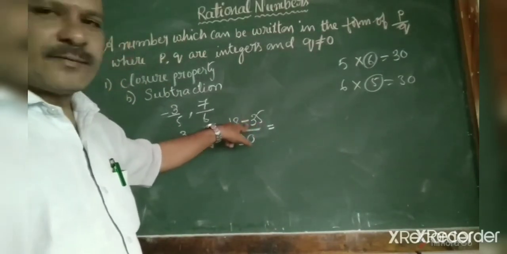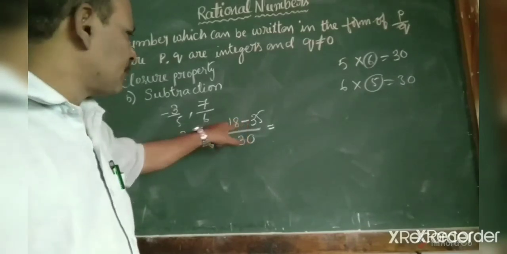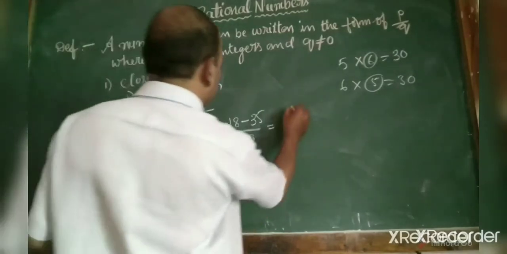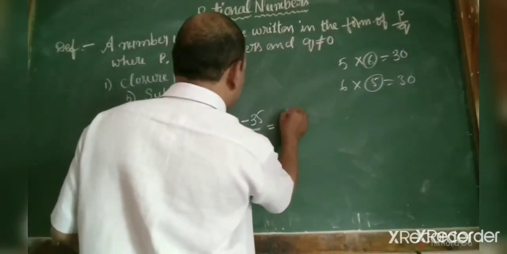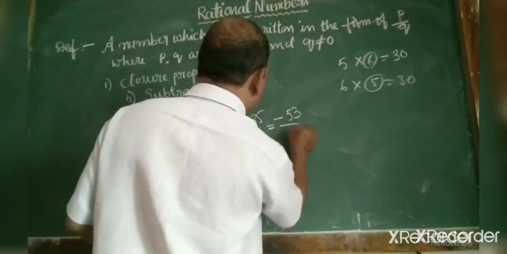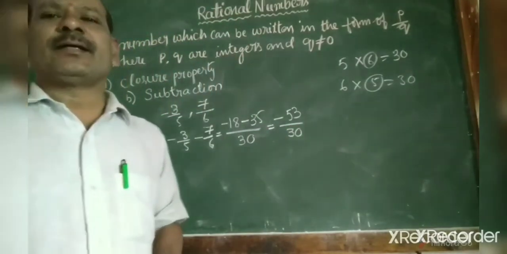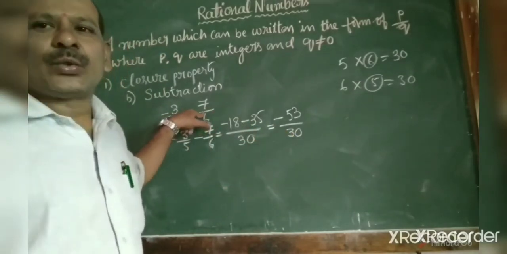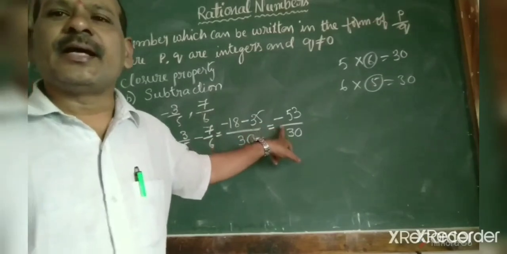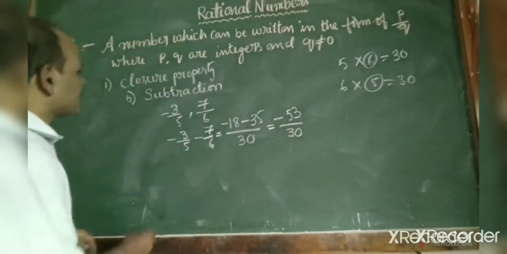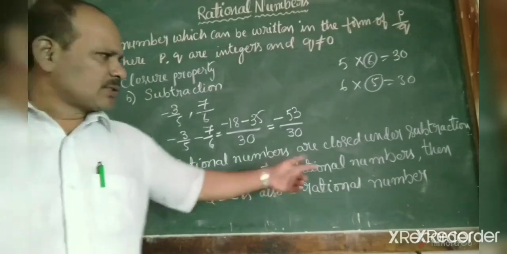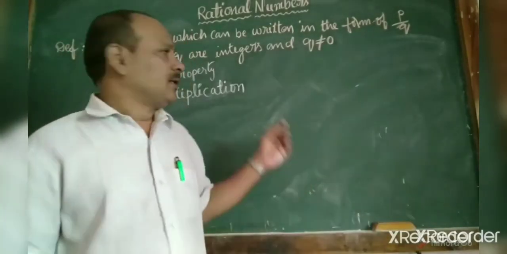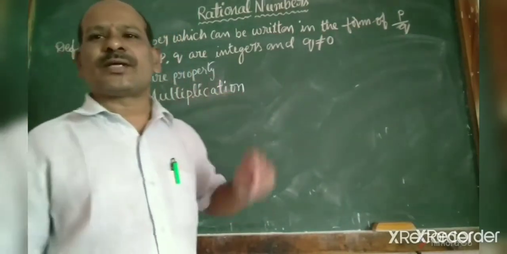Both are having the same sign. Then we have to do addition. Minus 18 plus minus 35, minus 53 by 30. This is also a rational number. When I am doing subtraction for two rational numbers, the result is also coming a rational number. So that we can say, if A, B are any two rational numbers, then A minus B is also a rational number. Let us check whether the rational numbers are closed under multiplication or not.